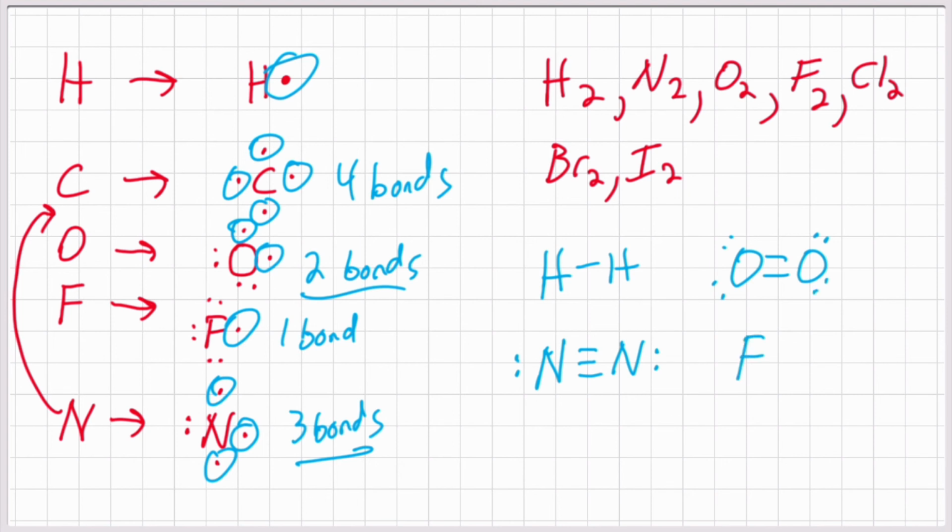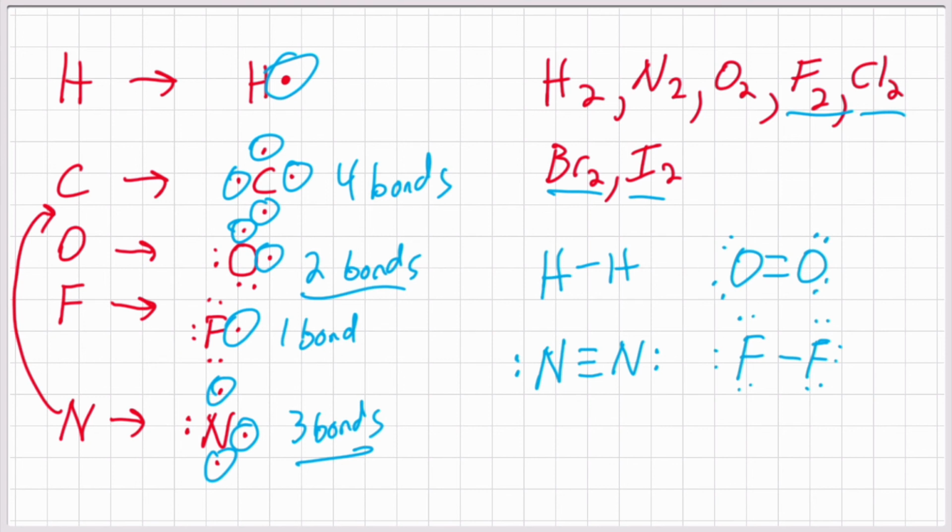Fluorine bonds to itself with a single bond. And as a result from that, it will have 3 lone pairs. We get more into this. Chlorine, bromine, and iodine all do the same thing as fluorine. So you see all these, they all bind to themselves similarly. So I can just draw that again.